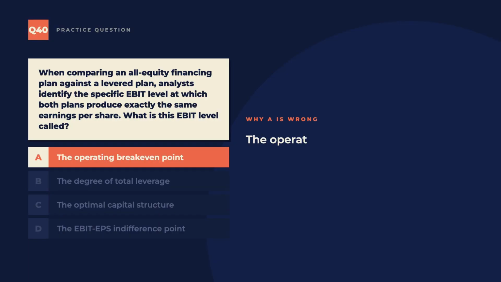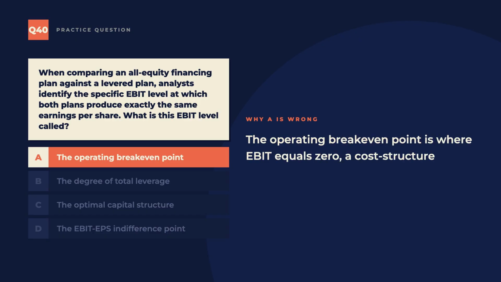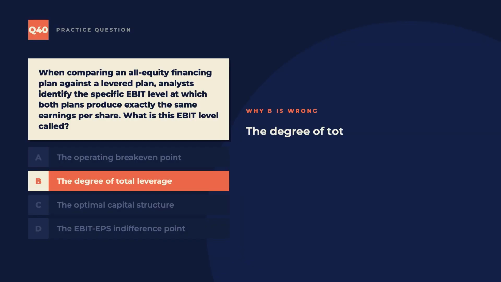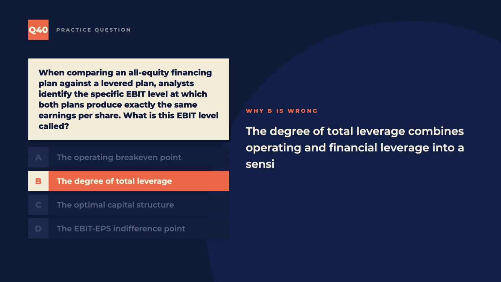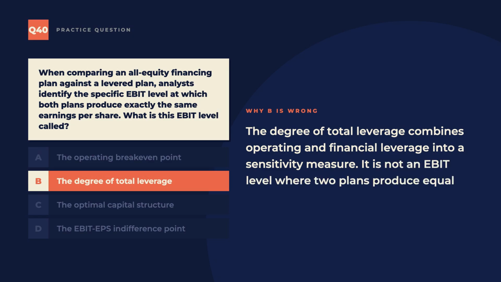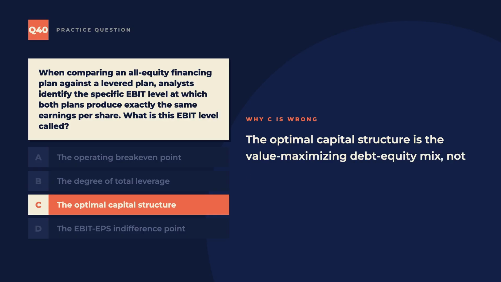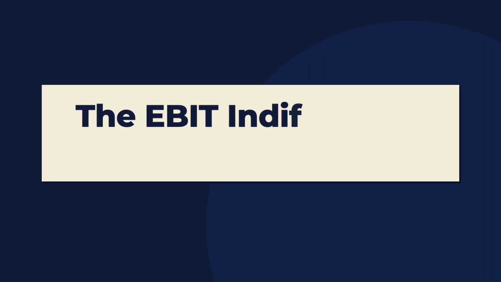A is wrong because the operating break-even point is where EBIT equals 0, a cost structure milestone, not the EBIT level where two financing plans tie on EPS. B is wrong because the degree of total leverage combines operating and financial leverage into a sensitivity measure. It is not an EBIT level where two plans produce equal EPS. C is wrong because the optimal capital structure is the value-maximizing debt-equity mix, not the crossover EBIT level between two specific financing plans.